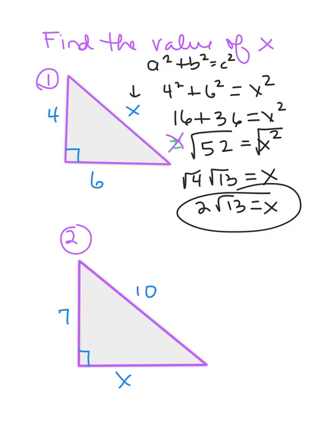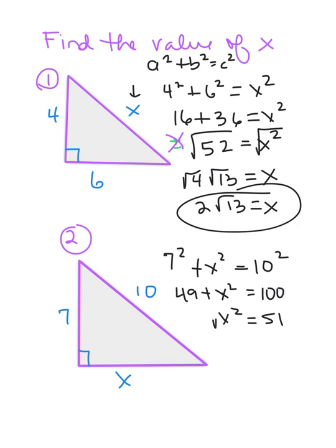In looking at number 2, again, I'm going to use the Pythagorean theorem because I have my right triangle, so I'm going to say 7 squared plus x squared is equal to 10 squared. So this time my value for x is a leg and not the hypotenuse. 7 squared gives me 49 plus x squared, and 10 squared is 100. Now I'm going to subtract 49 from both sides, so I have x squared is equal to 51.